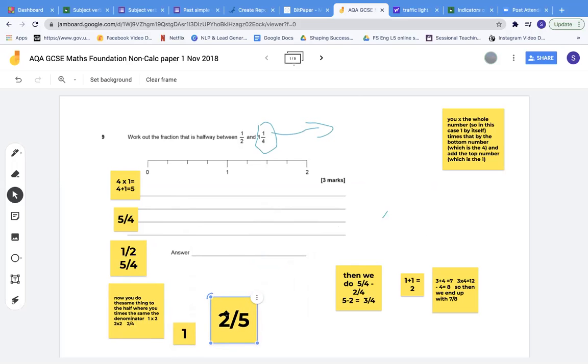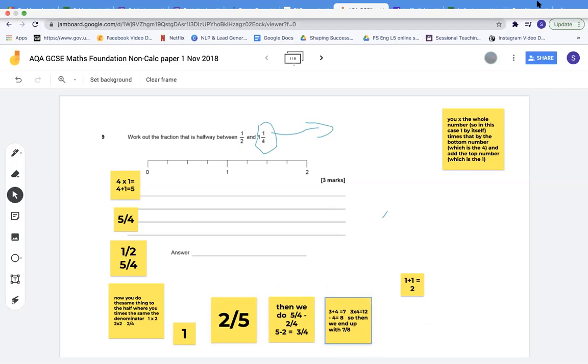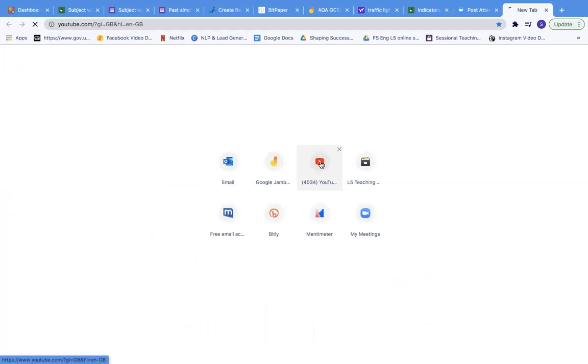So then we do 5/4 minus 2/4. So 5 minus 2 equals 3/4. So we'll put that next. So then we do here, I forgot what it's called, but to find the real answer, we do 3 plus 4, which gives us 7, and then 3 times 4, which gives us 12. Oh, sorry, no. Then we do 12 minus 4, which gives us 8. And then 3 plus 4 gives us 7. Then that gives us 7/8.